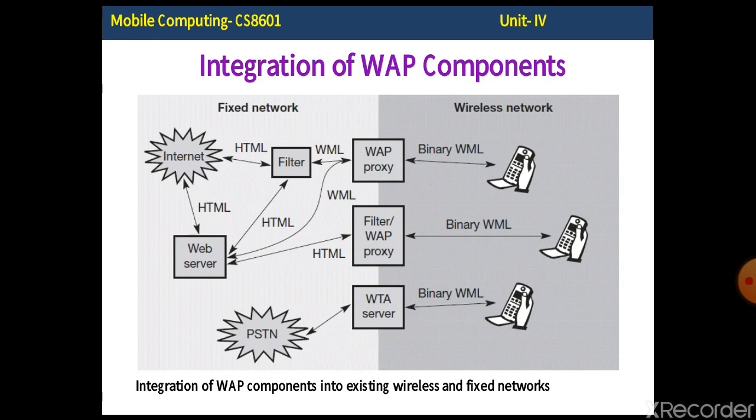So on both sides, the digital cellular phones can communicate with the public switched telephone network or even the web server or the World Wide Web documents. So the proxy and filtering will help to convert WML to HTML and HTML to WML comfortably.